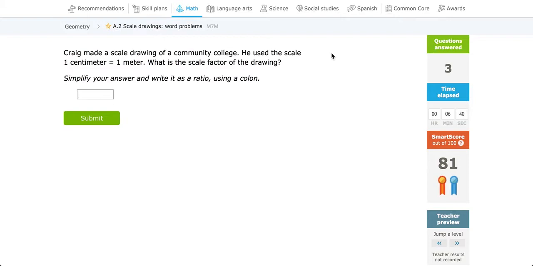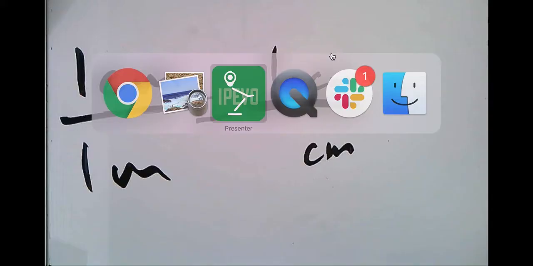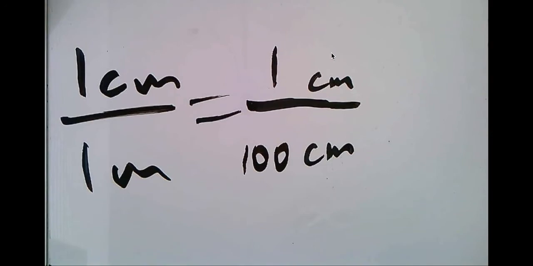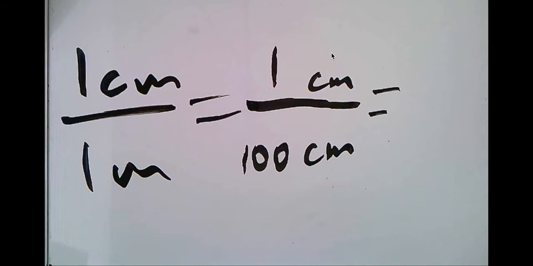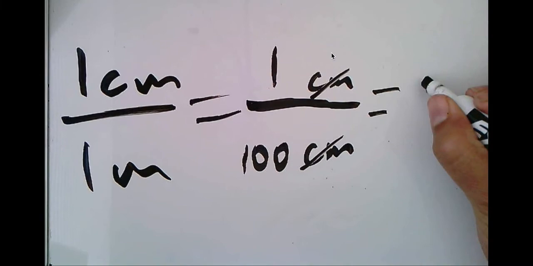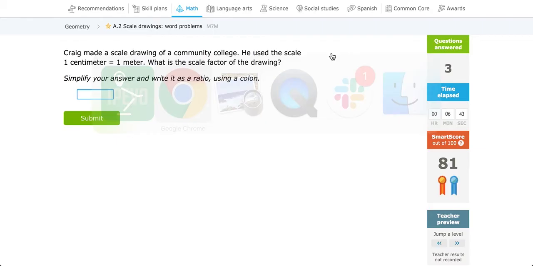So now, when you go back to writing this out, we have 1 centimeter to 1 meter is really the same as having 1 centimeter to 100 centimeters. Now what you have to ask yourself is, can we reduce this? In this case, is there a number we can divide both 1 and 100 by to make this a simpler fraction? No, because we cannot. All we do is get rid of the units, they cancel each other out, and we leave this as 1 over 100. So 1 to 100 would be the ratio that we are typing.